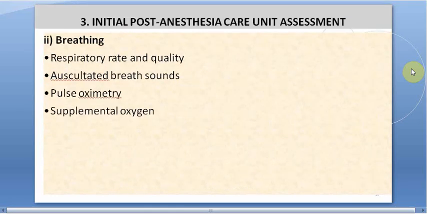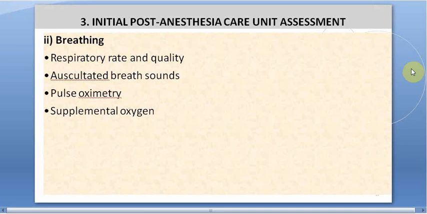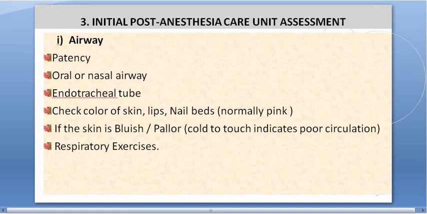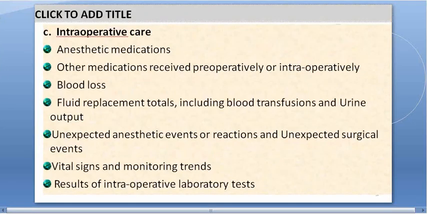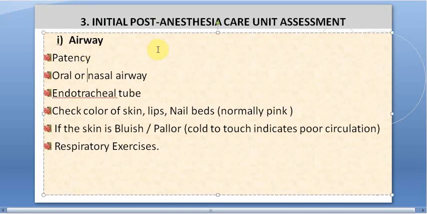So now next is initial assessment. Under initial assessment we have assessing for airway, breathing and circulation. Usually airway monitoring will come first. So under airway, this is the patency of the airway.